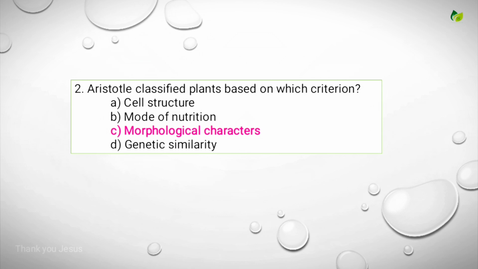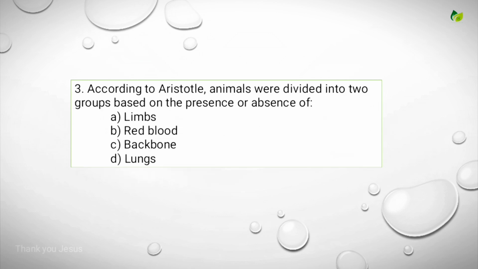Okay, let's see the next question. According to Aristotle, animals were divided into two groups based on the presence or absence of. Options are limbs, red blood, backbone, lungs. For this, the correct answer is red blood. Yes, students, Aristotle also classified animals into two groups based on red blood. Animals with red blood were placed in one group, without red blood were placed in another group. Okay? So red blood is the correct answer.